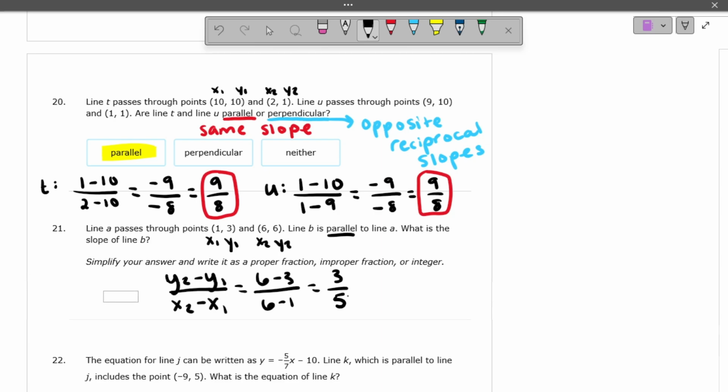So 6 minus 3 over 6 minus 1 is 3 over 5. And if line B, so let me label this as A, if line B is parallel to line A, and this is the slope, 3 over 5 of line A, that means the slope of line B also has to be 3 over 5. So 3 over 5 is our answer.